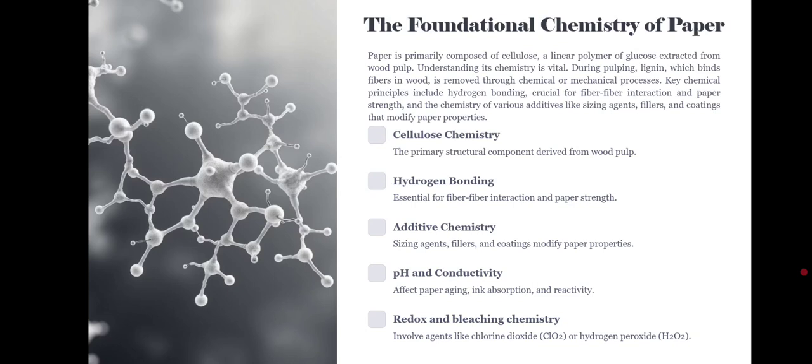Key chemical principles include hydrogen bonding, which enhances the fiber to fiber strength, additives, which include sizing agents and fillers to adjust properties like water resistance and opacity. pH and conductivity affect the ink interaction and paper aging. Redox and bleaching chemistry involves agents like chlorine dioxide or hydrogen peroxide.